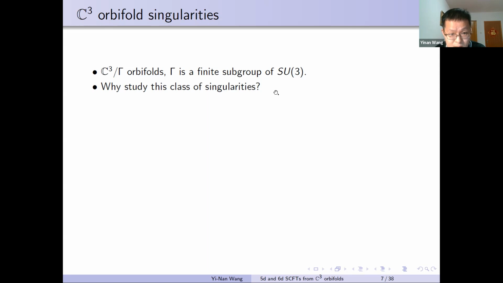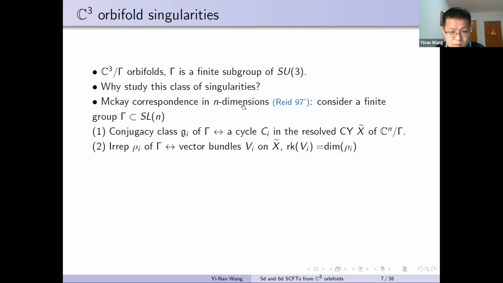There's a very nice mathematical notion or philosophy called the McKay correspondence. Here I just present the rough philosophy of the McKay correspondence in general n dimensions. Let's consider a finite subgroup gamma of SL(n). Then there are two different one-to-one correspondences between a group theoretic object and a geometric object in the resolved Calabi-Yau n-fold X tilde of this orbifold singularity. The first rough statement is that the different conjugacy classes g_i of gamma are in one-to-one correspondence with topological cycles C_i in the resolved Calabi-Yau n-fold. The second correspondence is about the representations of gamma, which says that each irreducible representation rho_i, of which there are a finite number as gamma is a finite group, is in one-to-one correspondence with a certain vector bundle on X tilde.